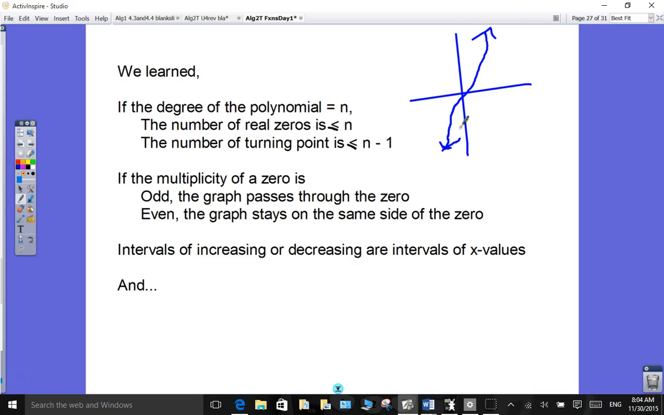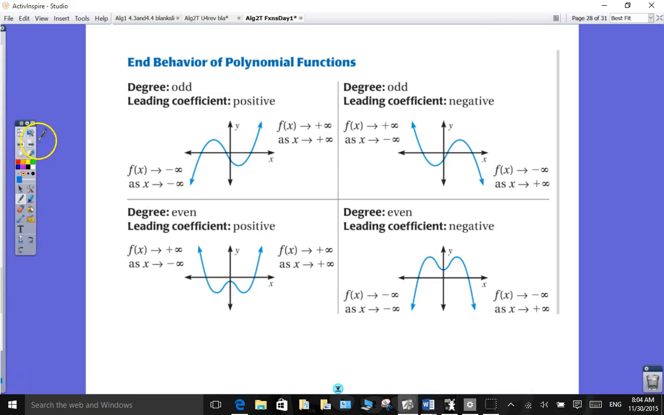And then the last thing, which is a graphic from the book, is this end behavior. How do you tell what the end behavior is of a polynomial? And by end behavior, what do we mean? It means what's the graph doing on the extreme right side of the x-axis and the extreme left side of the x-axis. And it's usually written like this, right?